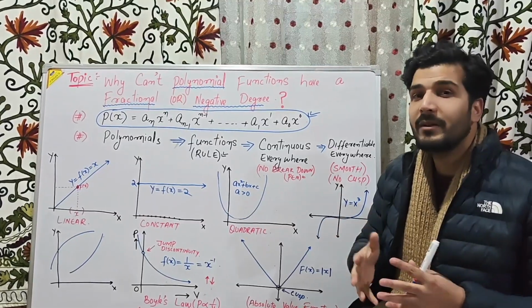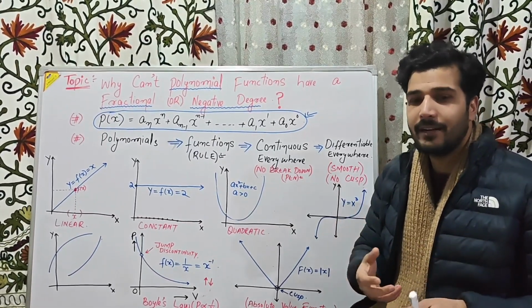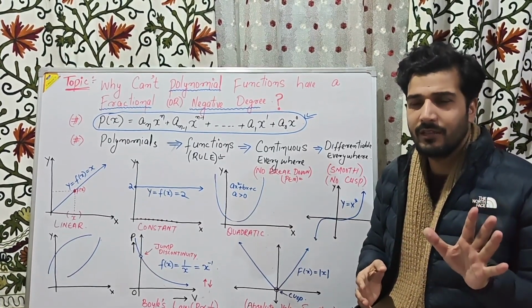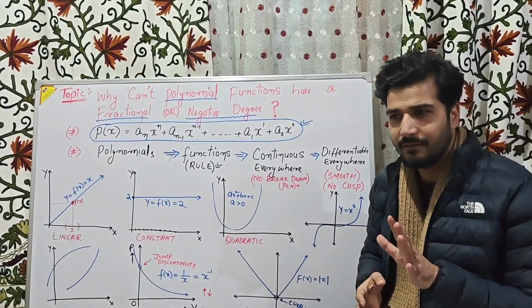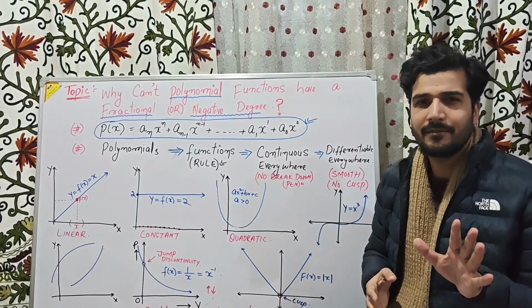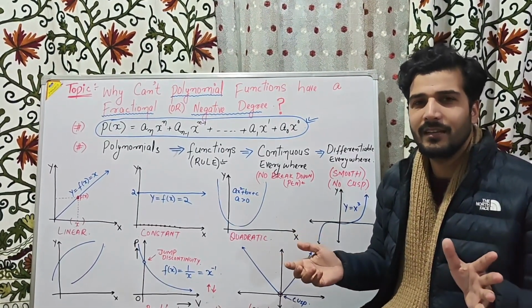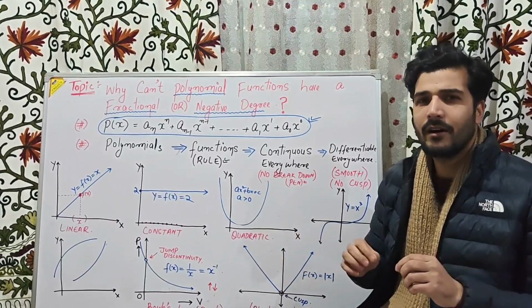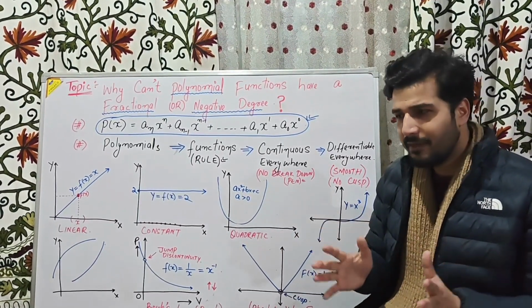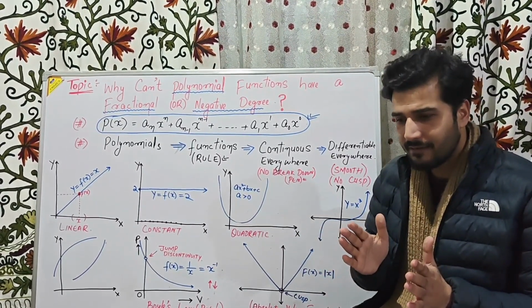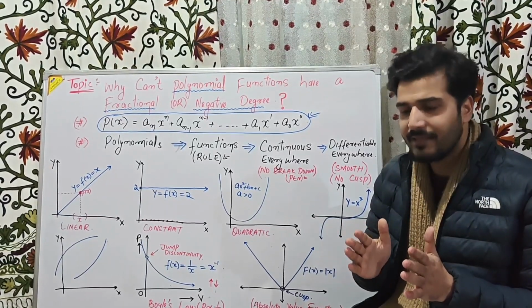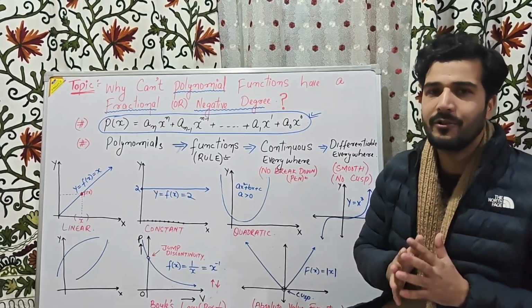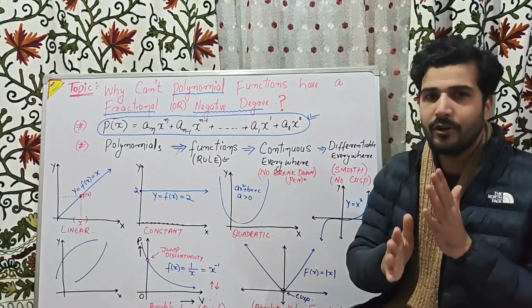So what do we mean by differentiability? What is the graphical interpretation? I'm not going to write down in terms of the letters that f of x tends to f of a whenever x tends to a. I will simply present the graphical interpretation of the polynomials.